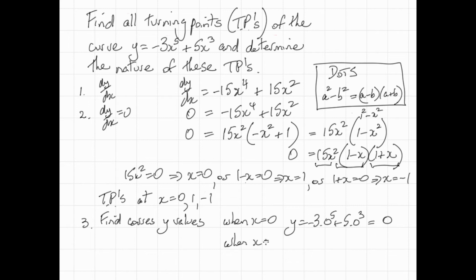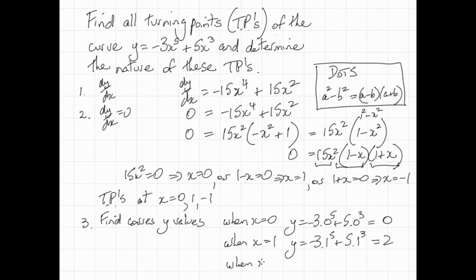When x equals 1, for the second one, y equals negative 3 times 1 to the power of 5, plus 5 times 1 to the power of 3. So that'll be negative 3 plus 5, which will be equal to 2.